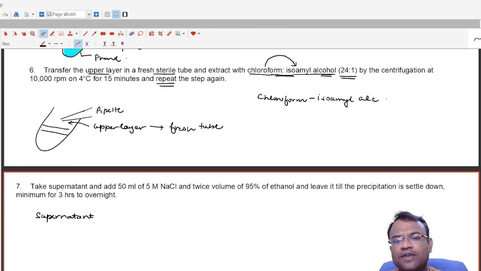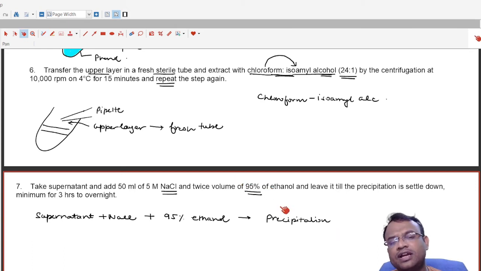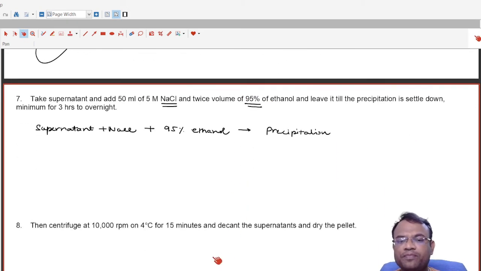and then you have to add 5 molar NaCl, and then you have to add 95% ethanol over here. What will this cause? This will cause again the precipitation. The DNA that you had would precipitate down.